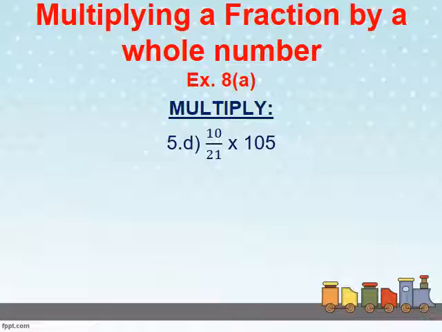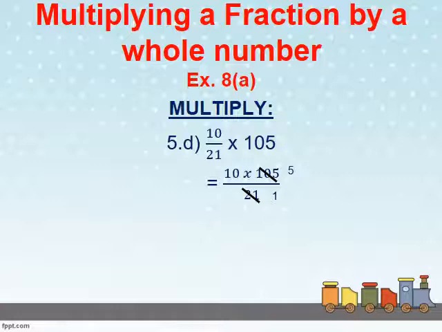Now children, let's do the D part of question number 5. Here we have to multiply 10 by 21 by 105. So now what are we going to write in the next step? In the next step we will write 10 multiplied by 105 in the numerator upon 21 in the denominator. Now children, we can divide 105 in the numerator and 21 in the denominator by the common number 21. So 105 divided by 21 is equal to 5 and 21 divided by 21 is equal to 1.